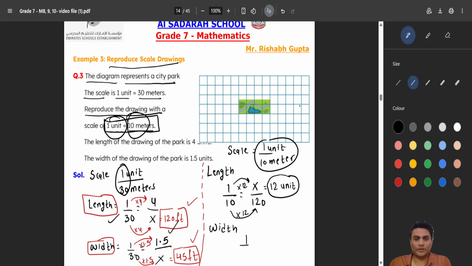Again the scale is 1 unit to 10 meters. Okay, oh, it is not feet, it is meters, my mistake. Meters, okay, boys, just one small change. Meters, sorry. So what is the actual width of the park? 45.